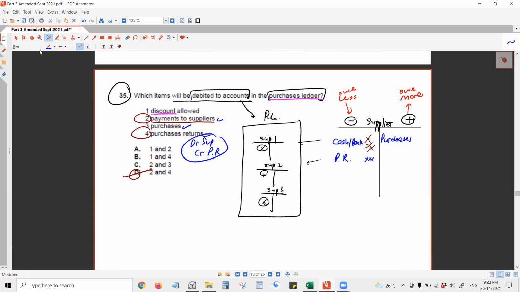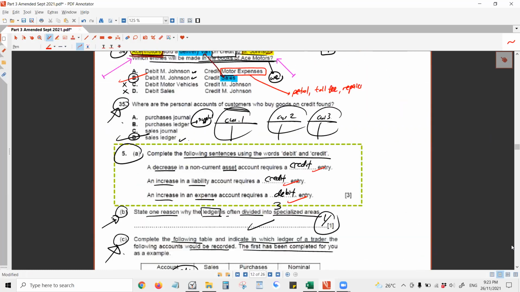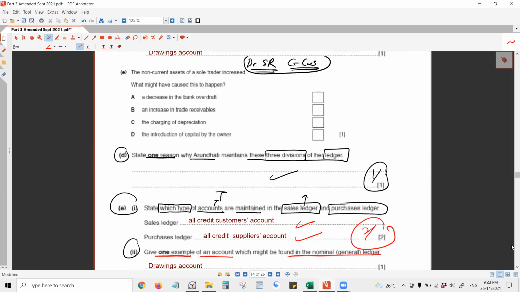And what about the first one? Should discount allowed appear in a supplier's account? No, because it is discount received that should appear here. Discount received appears on the debit side. It makes us owing less to the supplier when you have received cash discount from supplier. Do you remember the one I showed you earlier? Yeah, see, supplier account, discount received appearing on the debit side. Then where does discount allowed appear? Discount allowed appears in customer's account, credit side. Therefore, the first option cannot be chosen.